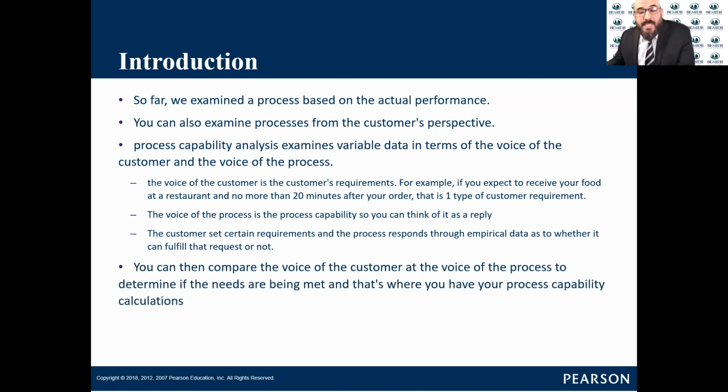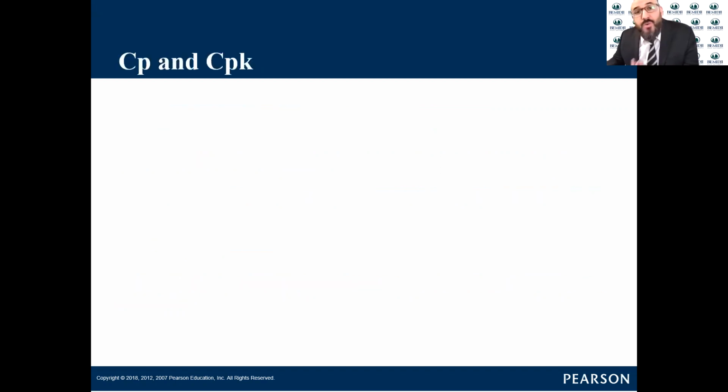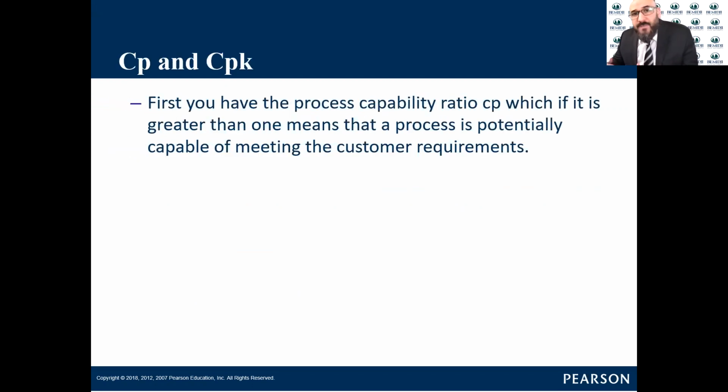Then as a quality engineer or quality manager, what you do is compare the voice of the customer to the voice of the process to determine if the process can meet the customer needs or not, and you do this through process capability calculations. Just ahead of time, I want to tell you that in this chapter, I will be talking about CP and CPK. And these are the two parameters that we use to conduct a process capability analysis.